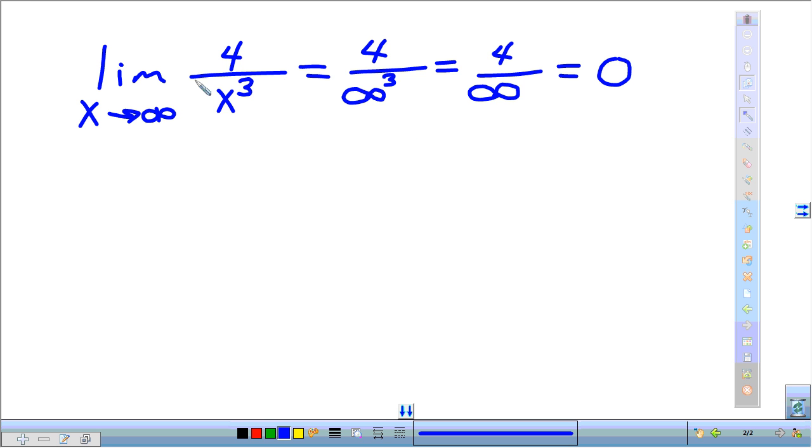We could also reason this out. As x gets very large, these are reciprocals of large numbers times 4, which would be very small, or getting close to 0.